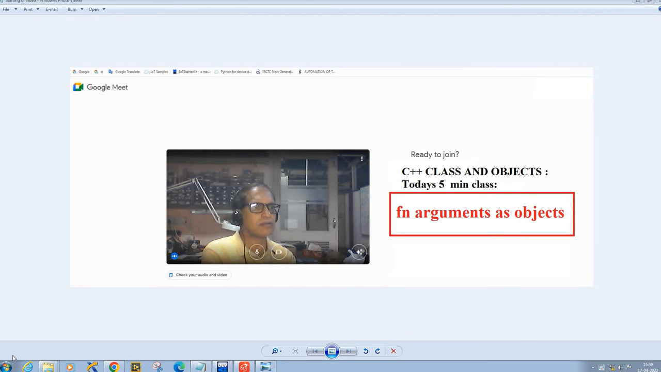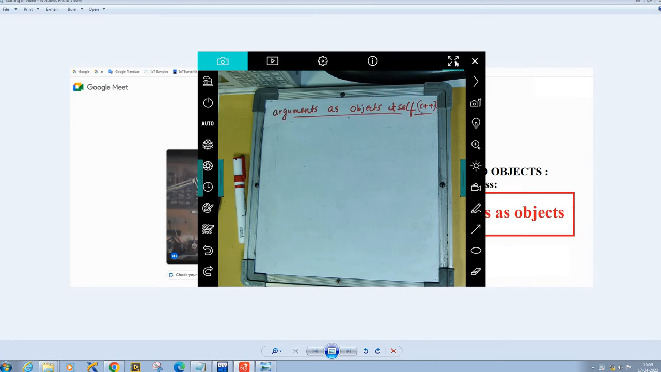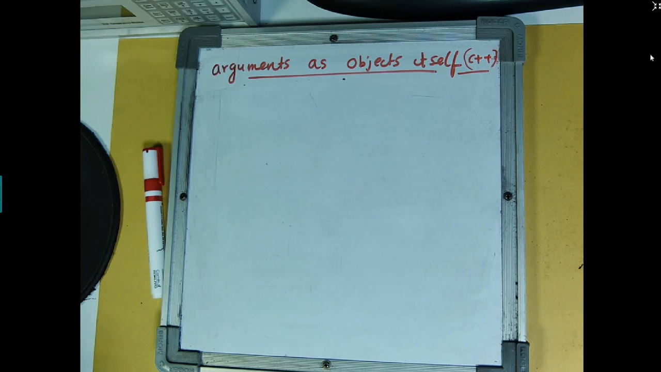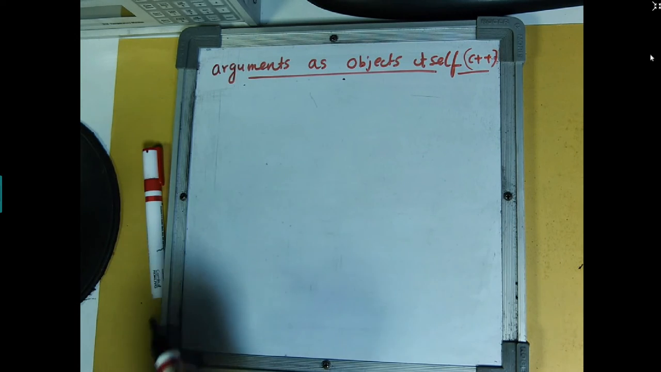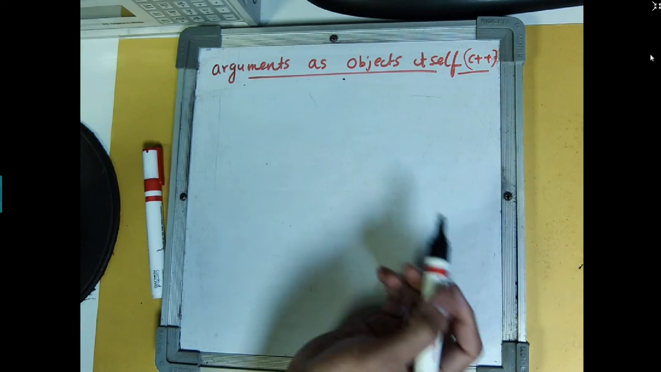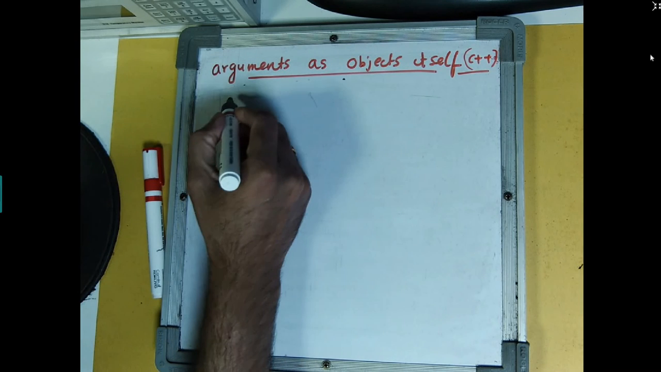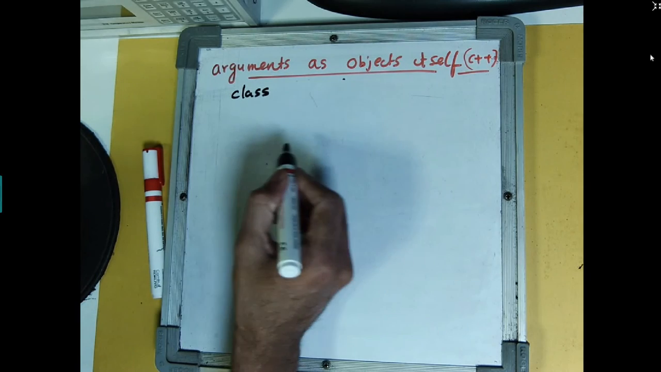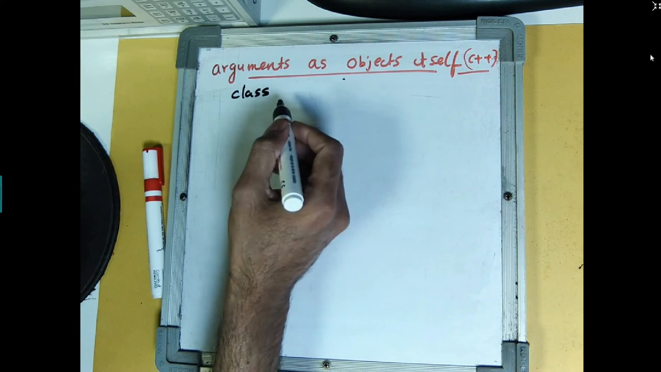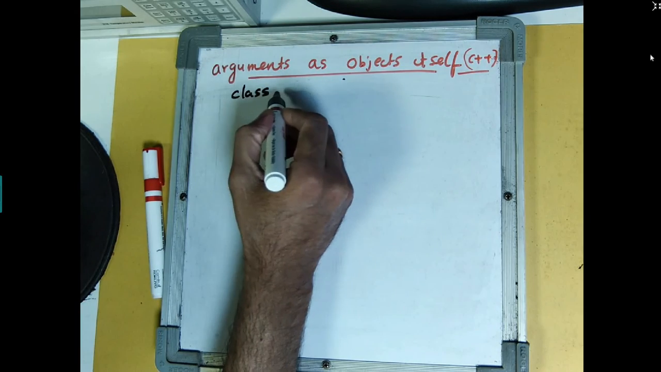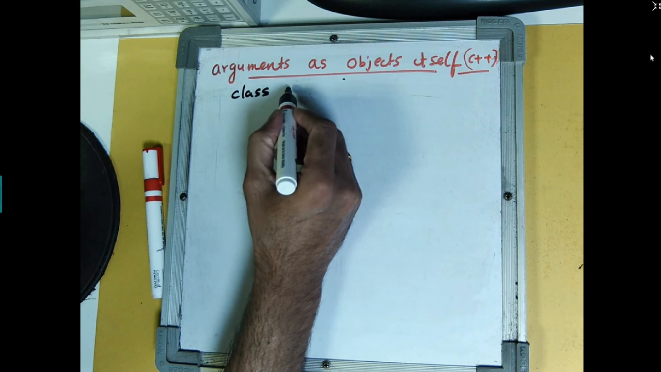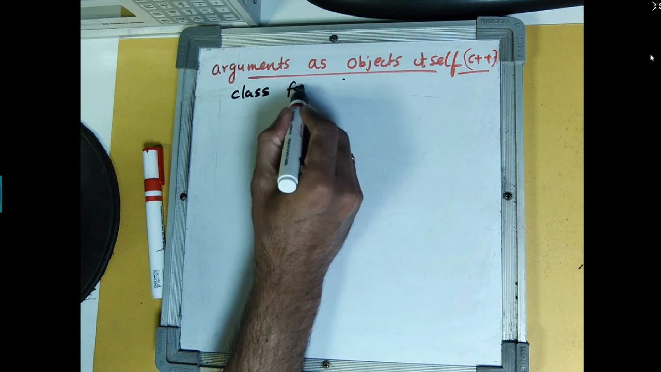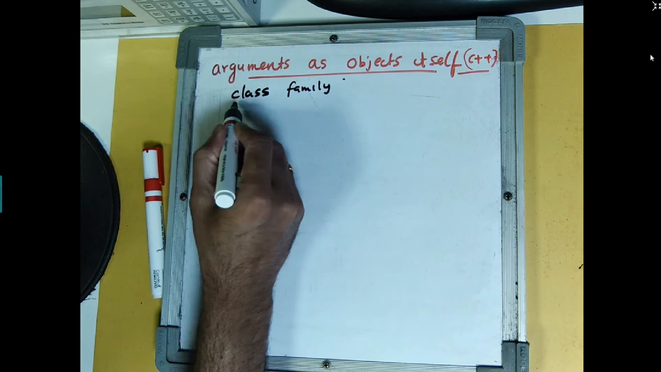Today we are going to discuss a totally new topic: how to pass objects themselves as arguments in C++. So far we have been learning that we can pass an integer or a character. Now we are going to pass the objects themselves as arguments. As we know, all C++ programs begin with a class. Let's say I have created a class called family.